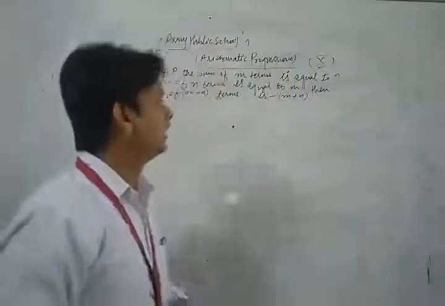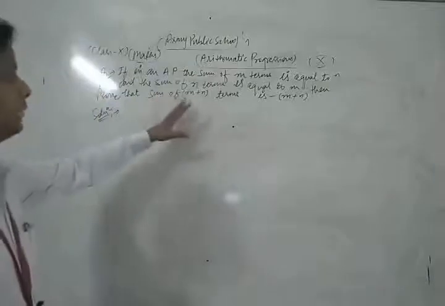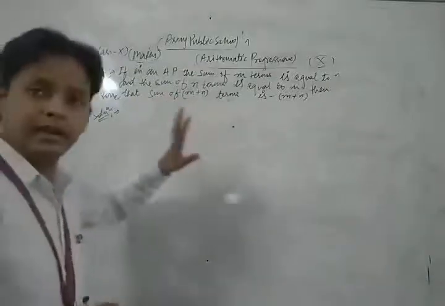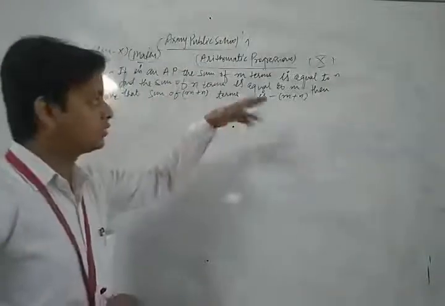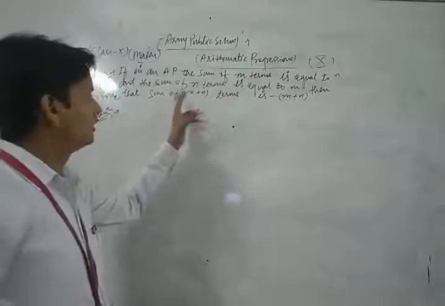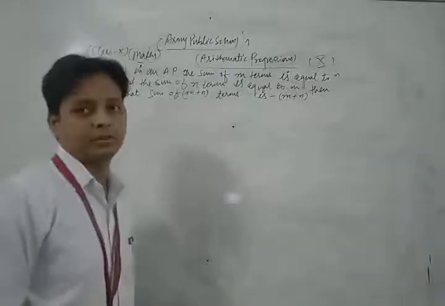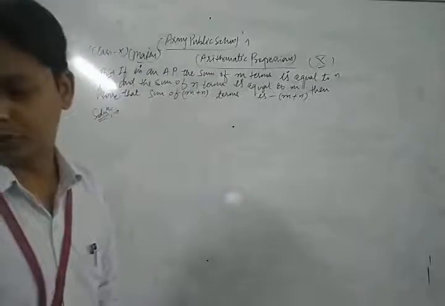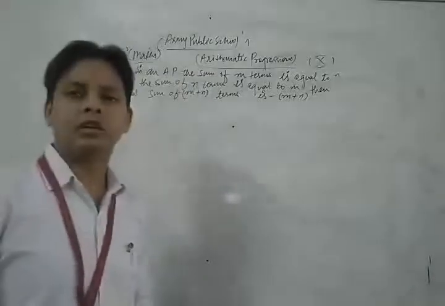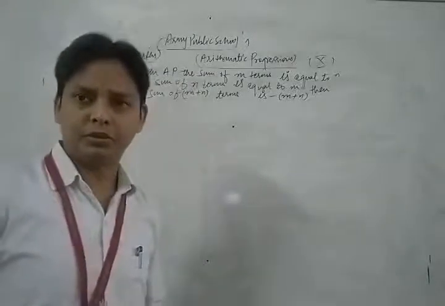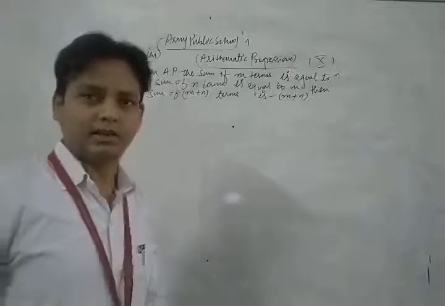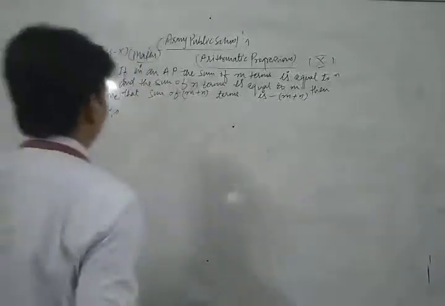Here, if in an AP the sum of m terms is equal to n and the sum of n terms is equal to m, we have to show that the sum of m plus n terms is minus (m plus n). So in that type of question, first of all, we form two equations and we simplify them.